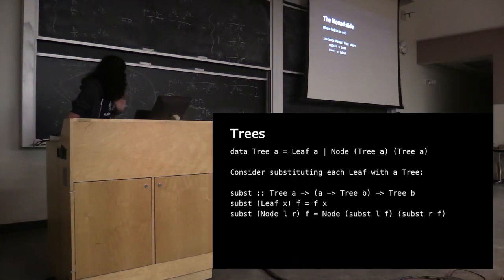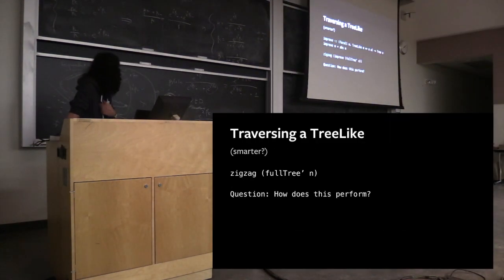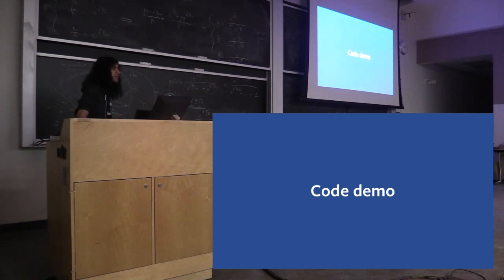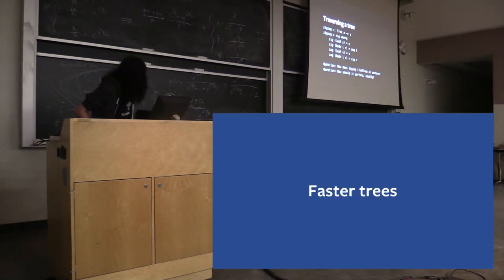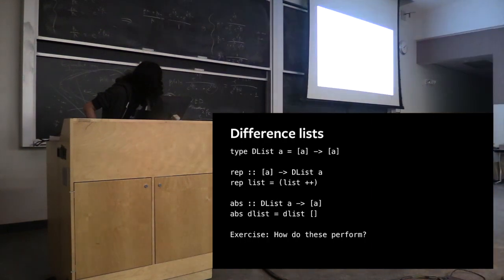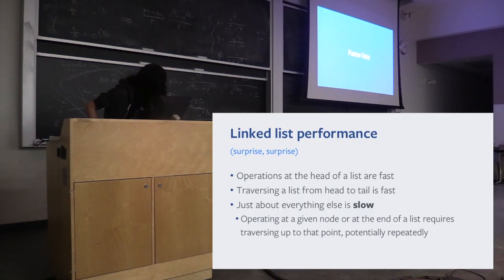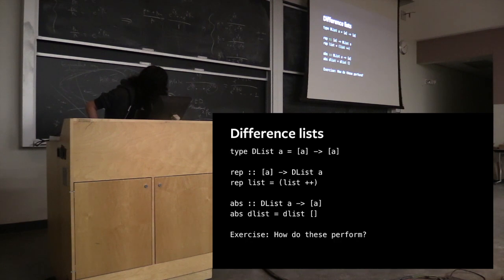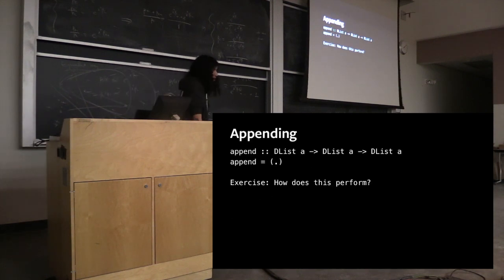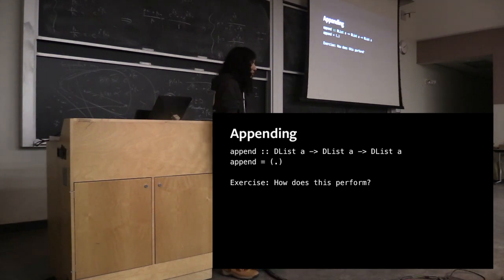Okay. Any other questions? Yeah. Can you explain again why using functions makes it so much faster? Sure. Let me go back. Yeah. So in the example of lists, for example, appending two lists, the cost of doing that is traversing the first list, because you need to get to the last node. However, to append two of these functional representations, all you're doing is composing functions. And composing functions has no cost to it.